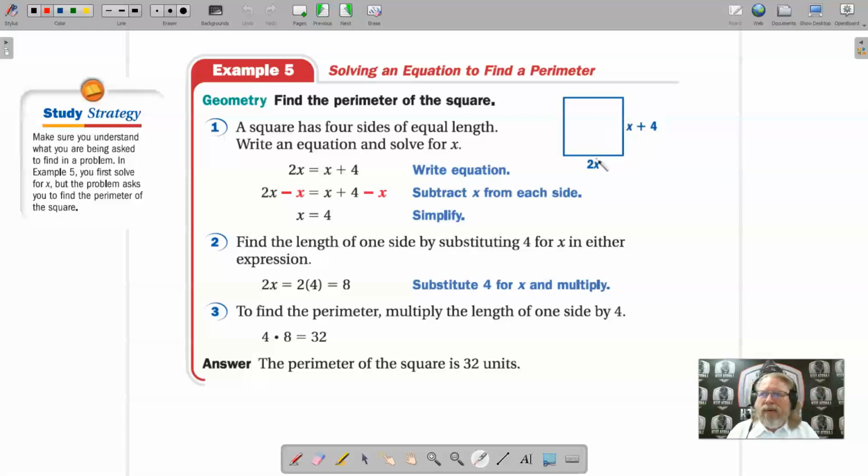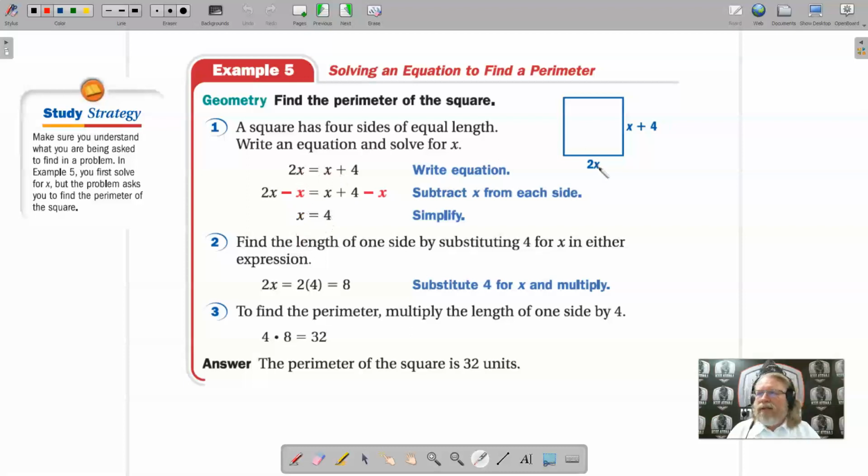The sides of a square are congruent. Congruent means same size, same length, same shape, etc. So these two sides are congruent, or that is to say they are equal to one another, so we just set them equal to one another. Solve for x and we get x equals 4.